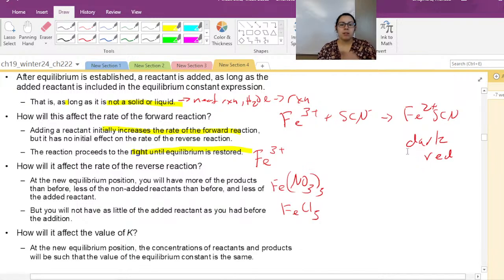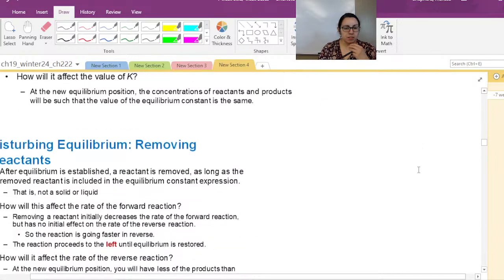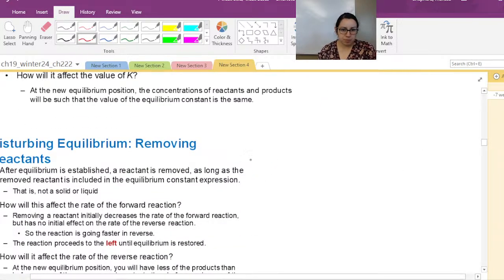I'm blanking on a good one. Oh yeah, don't you add... I'm trying to remember your lab reaction. Let's think of another one before I screw it up.